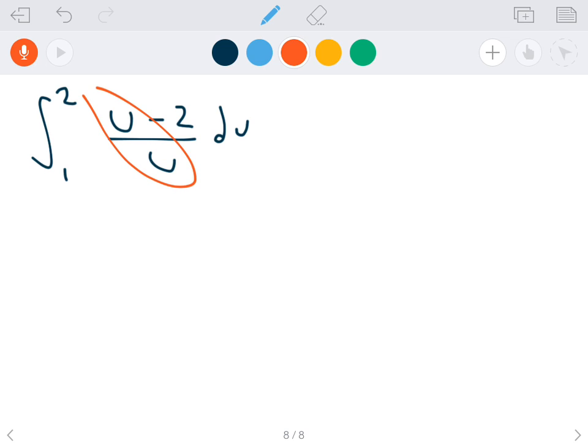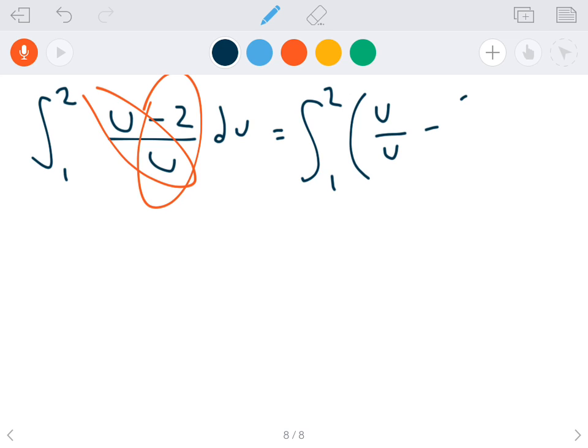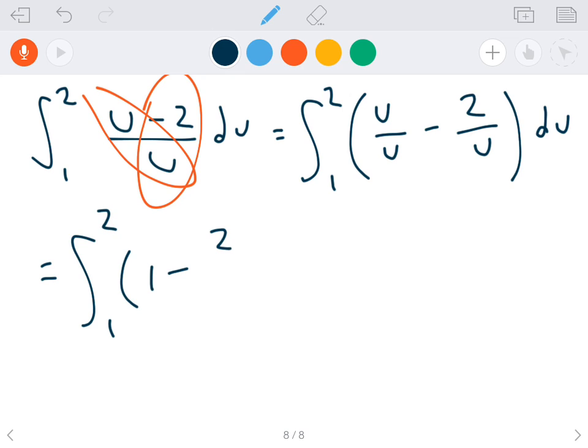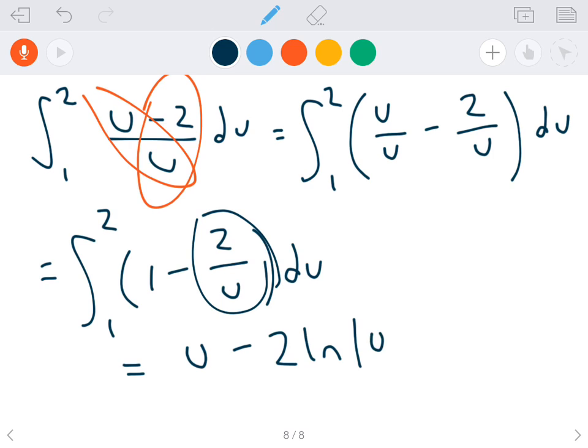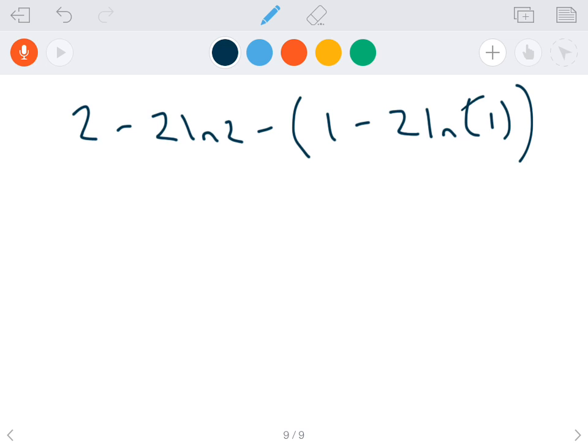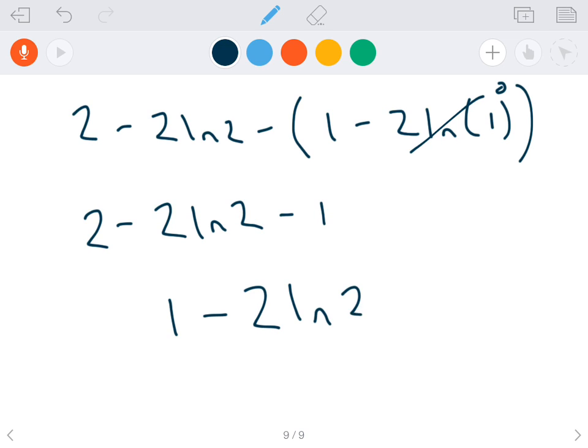And now I can split this up into two fractions. I can do this fraction minus this fraction. So this is equal to the integral from 1 to 2 of u over u minus 2 over u du. The integral of 1 minus 2 over u du. I think I'm finally ready to integrate now. So this will be equal to u minus, and then this right here is 2 natural log the absolute value of u. I'm going to evaluate that whole thing from 1 to 2, and that will give me 2 minus 2 natural log of 2, and then plugging in 1, I have 1 minus 2 times the natural log of 1. The natural log of 1 is just 0, so I have 2 minus 2 natural log of 2 minus 1. Final answer, 1 minus 2 natural log of 2.